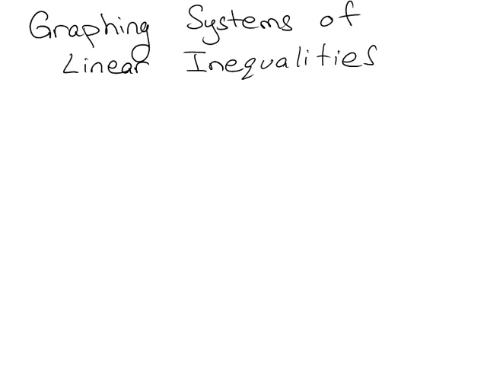Now, graphing systems of linear inequalities isn't a whole lot worse than graphing just regular linear inequalities. You're just doing lots of them, or at least two of them. So system just means more than one. So assuming you're good at graphing regular linear inequalities, let's see how we can do on systems of them.